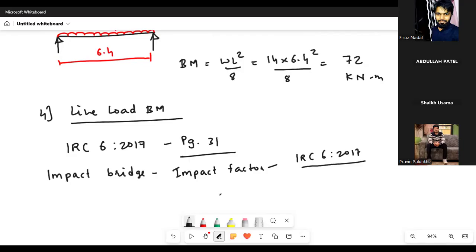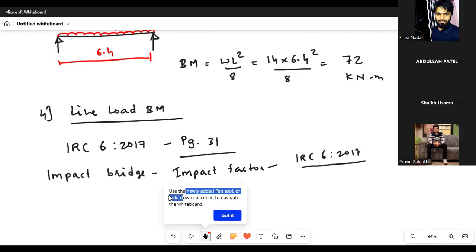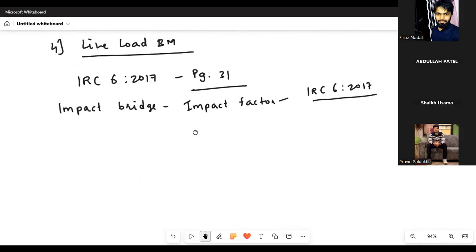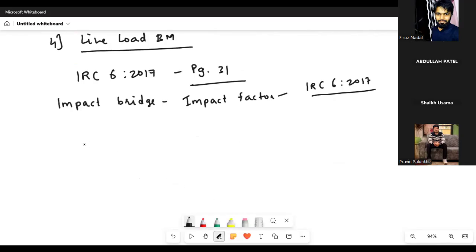What is the impact factor for different kinds of loading? If you are dealing with IRC class AA tracked vehicle, what is the impact factor? If you're dealing with a wheeled vehicle, what is the impact factor? If you're dealing with class A loading, what is the impact factor? The full set of impact factors is given in IRC 6 2017. You can refer to that. So the impact factor for IRC class AA tracked vehicle, I will write here: IRC class AA tracked vehicle.